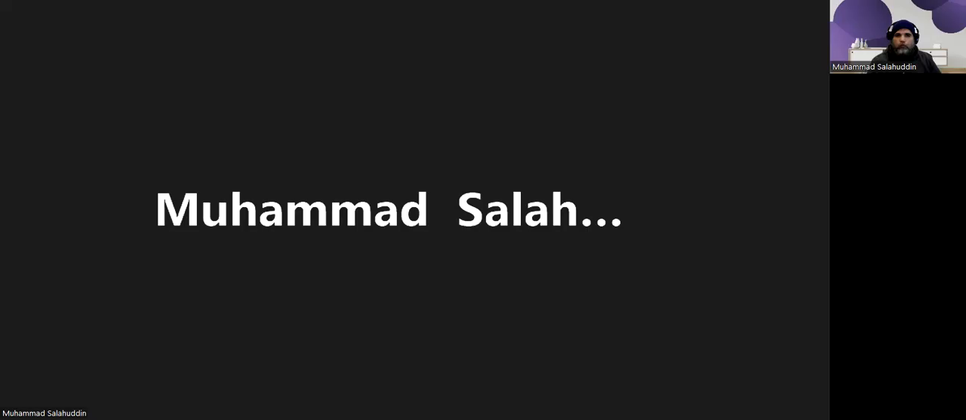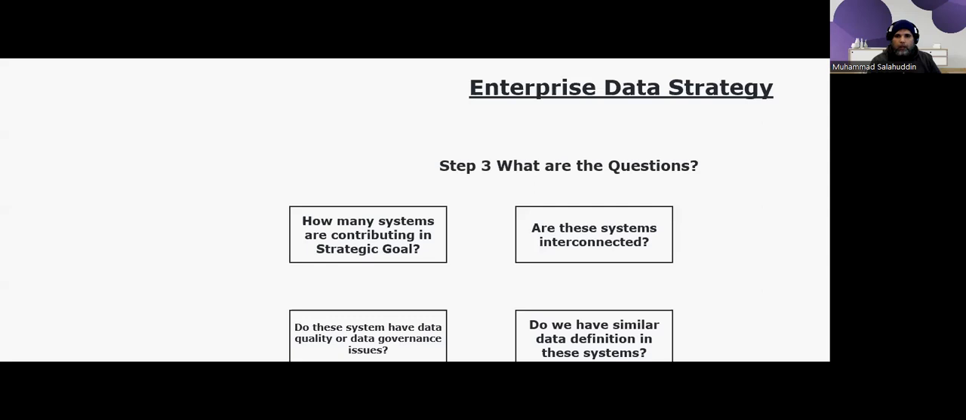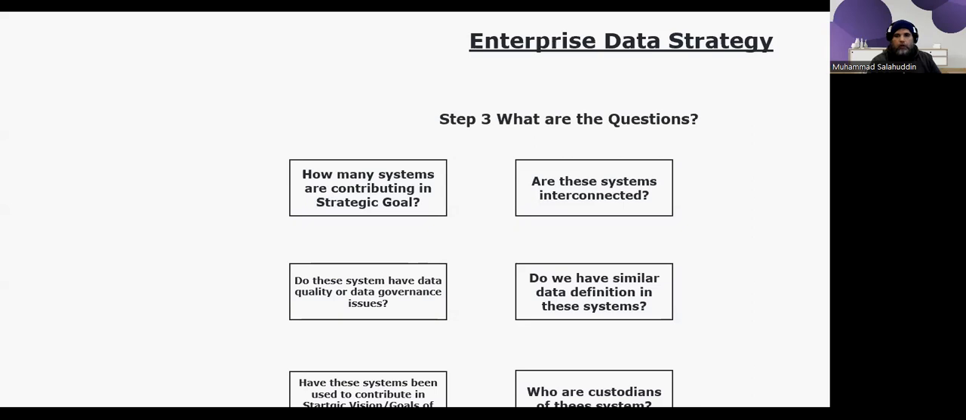Now, we're going to move towards the third step, which is obviously a very important step from the analysis perspective or discovery perspective, which we call: what are the questions. So let's jump into the screen and I'll show you what that means. Excellent. I do believe you can see my screen. Let me see if I can make it full screen. There we go.